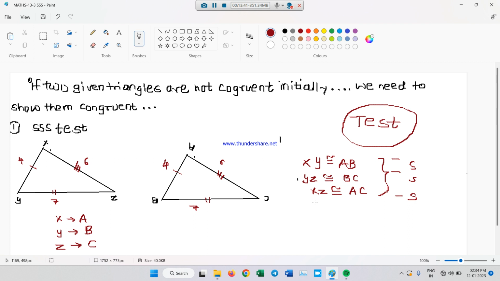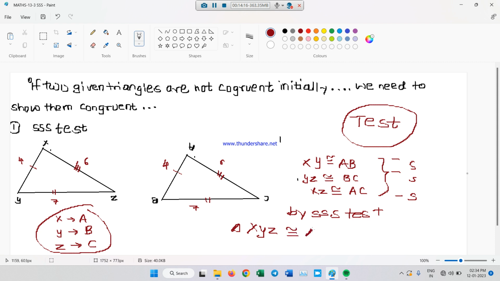Three sides of the first triangle and the second triangle are contributing in making these two triangles congruent, and that's why we will say by SSS test these two triangles are congruent. We can write the name now, by using the correct one-to-one correspondence. I will write the name very carefully: triangle XYZ is congruent to triangle ABC. Okay, so this is what about your first test.